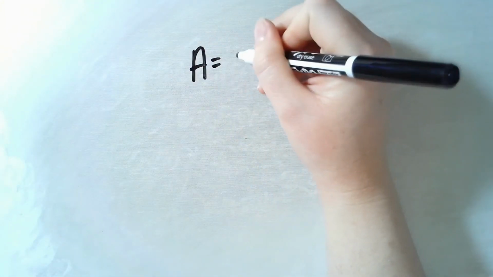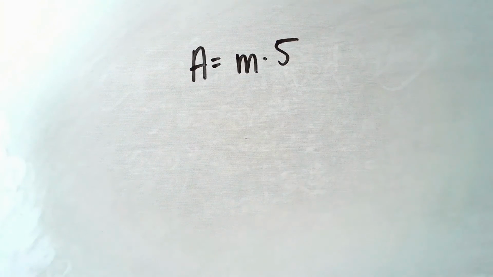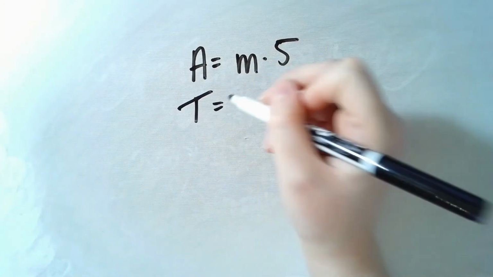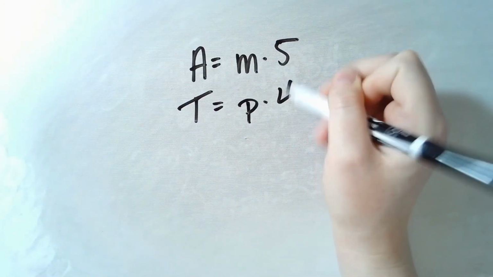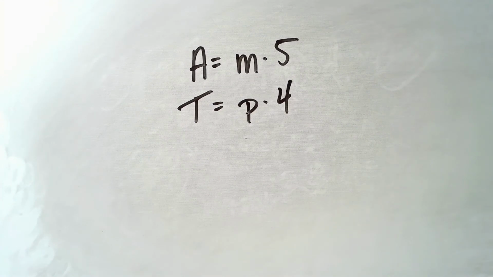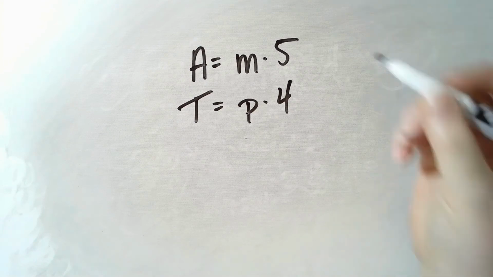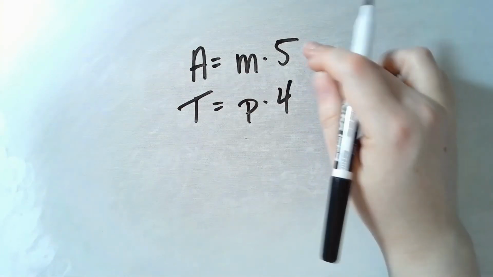For number 3, you want to start out by translating the very first sentence. So Armand sent M messages every 5 hours, and Tyrone sent P messages every 4 hours. Which of the following represents the total number of messages sent by Armand and Tyrone on Saturday afternoon? So your answer is just going to be 5M plus 4P.